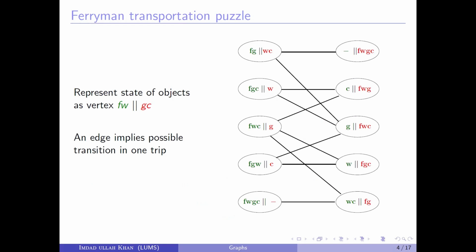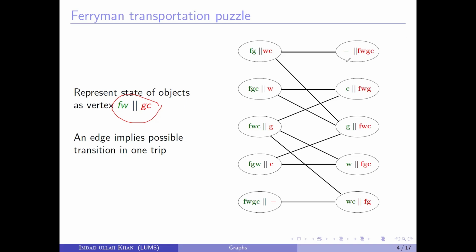Such kinds of puzzles, and this particular puzzle, can be modeled as a graph. In order to model this as a graph, we represent a state of objects in a vertex, which is encoded like this. The vertical bars at the start represent the river. On the left-hand side, the green part represents the items which are on one bank of the river, and the text in red color shows the objects which are on the other side of the river.